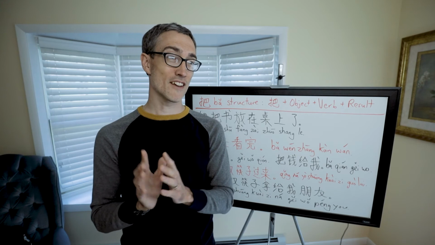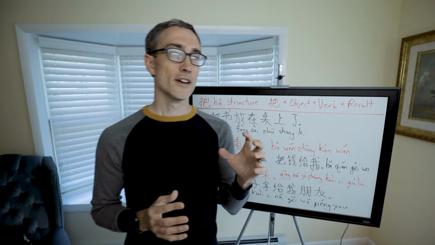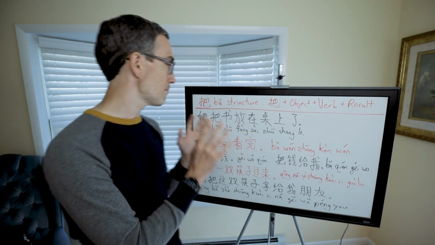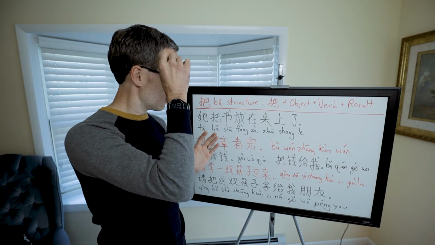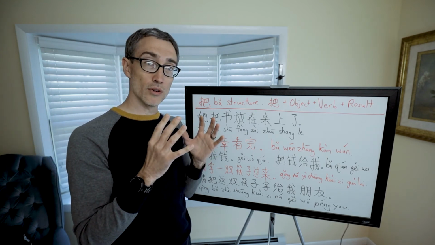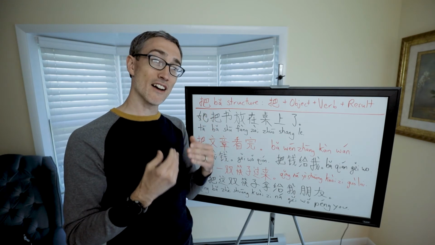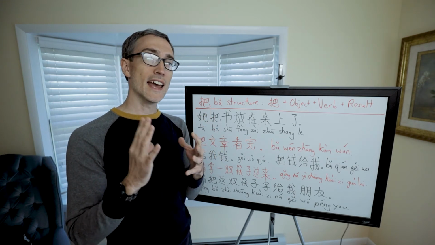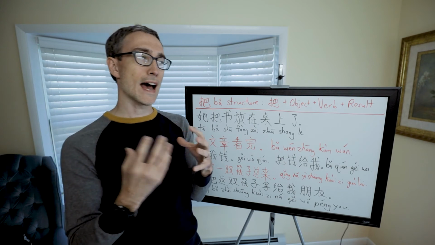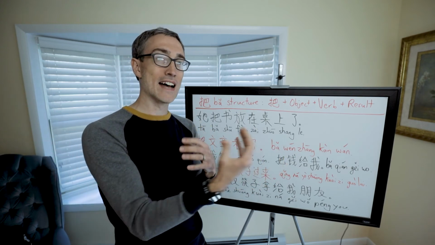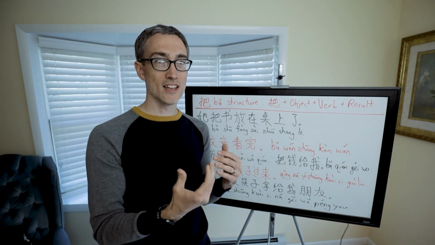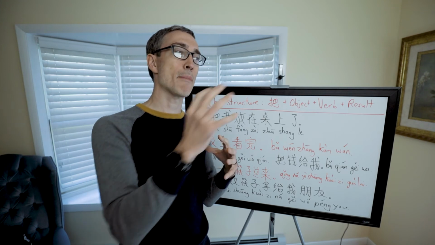That's a definite object. So when you use the ba structure, we need to be talking about a definite object, something that's already known. And it emphasizes what happens to the object as opposed to what the object is. So the focus of the sentence is what happens to the object.